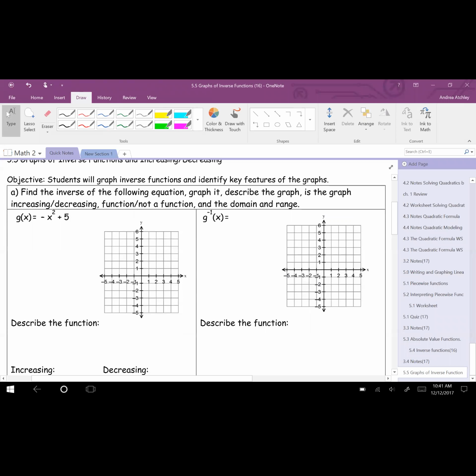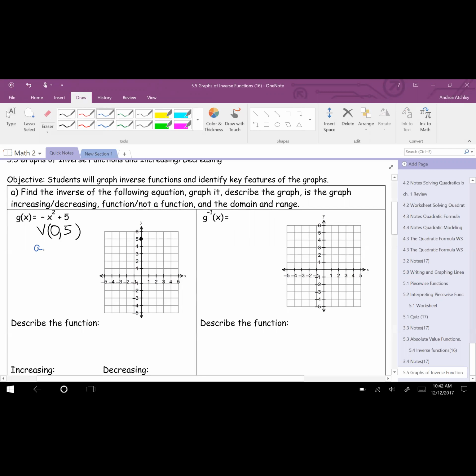So we're going to start by just looking at the original function, g of x equals negative x squared plus 5. We are going to graph that. So we need to find the vertex. Okay, the vertex here is 0 for x and 5 for y. Since there's no parentheses here, it's like a 0 inside the parentheses. And then the plus 5 is the k value, so that's the y value. So we're going to graph where x is 0 and y is 5 right here.